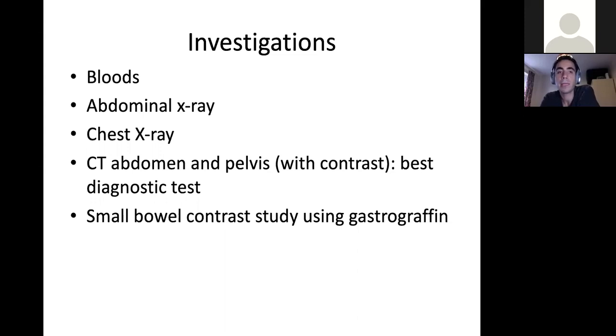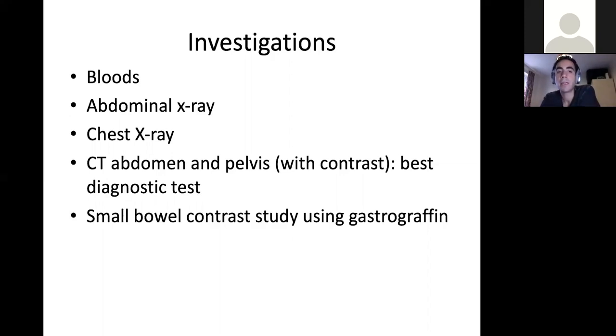To help us make the diagnosis, we could do an abdominal X-ray. However, more frequently we do a CT abdomen pelvis, and it's very important to do it with contrast. That's really the best diagnostic test to make the diagnosis, and it would hopefully help us diagnose the cause of the small bowel obstruction that we mentioned in the previous slide.